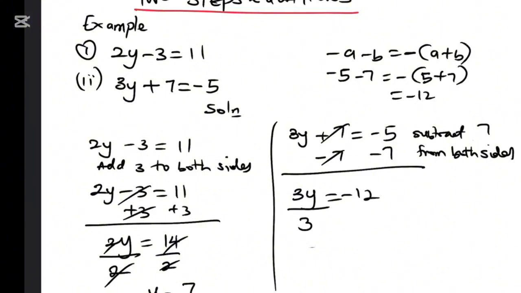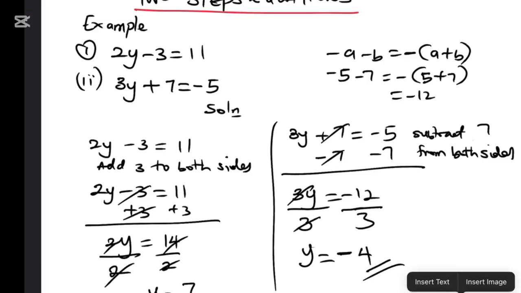So divide both sides by 3, that's the coefficient of y in this case. So y is, 3 is out, and minus 12 divided by 3, or negative 12 divided by 3, is going to be 4. So our answer is minus 4. If you are wondering how we got minus 4, when a negative number is divided by a positive number, it's always going to be negative. Simply saying, minus divided by plus always gives us minus. So that's how we got minus 4.